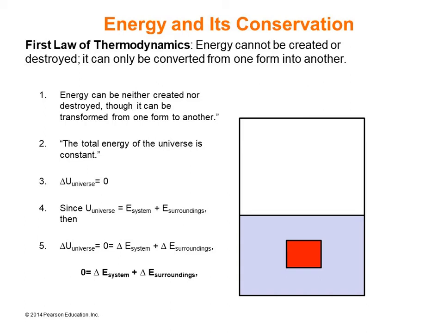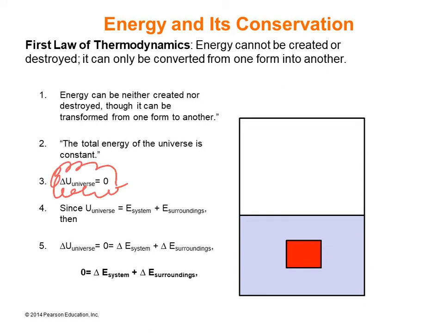The first law of thermodynamics states that energy cannot be created nor destroyed. It can only be converted from one form to another. This has several implications. First, since energy can't be created or destroyed, that means that the total energy of the universe has to be constant. All the energy that there ever was and all the energy that ever will be is already in existence. That means that the change in the energy of the universe is always going to be equal to 0.